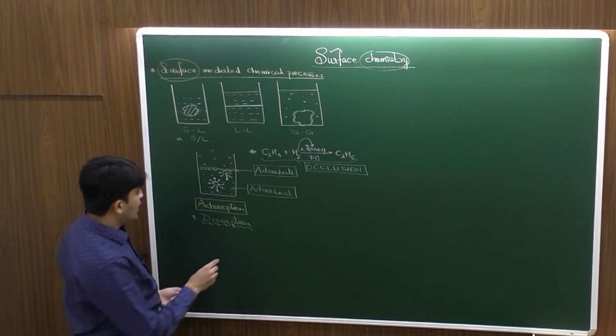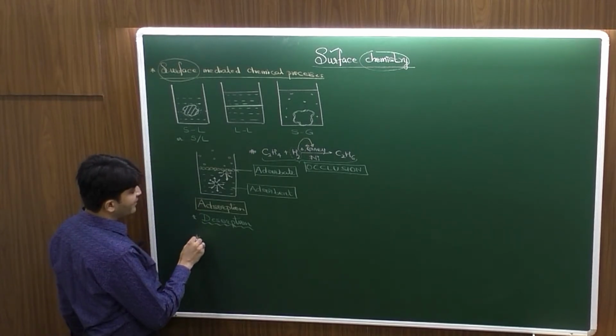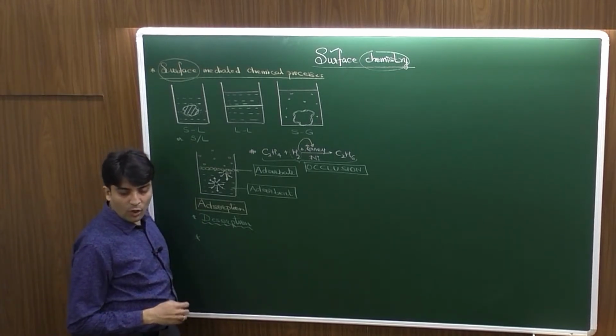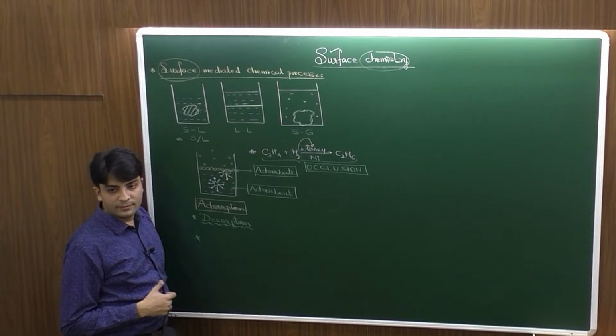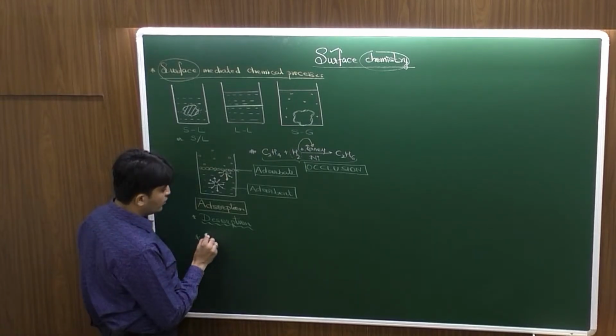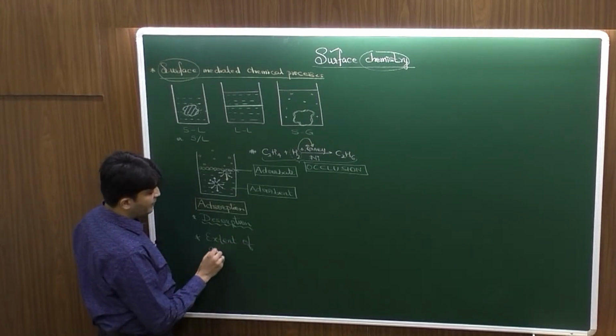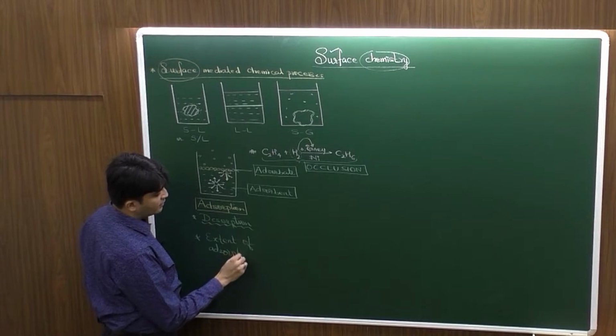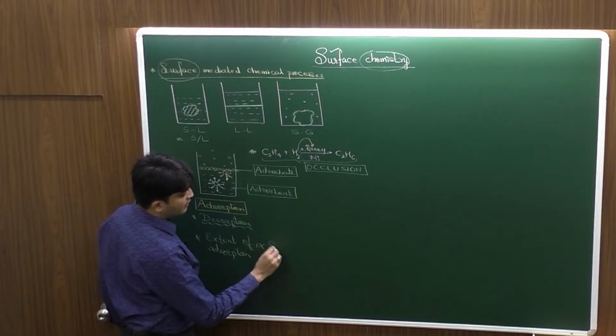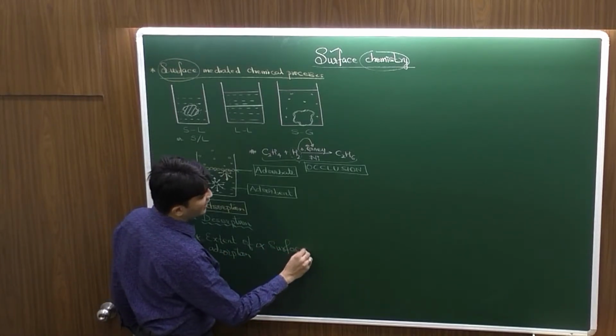Clear? Now, since adsorption happens at the surface, on what parameter would it depend? On the surface area. So the extent of adsorption would be proportional or dependent on surface area. And which substances have a large surface area?